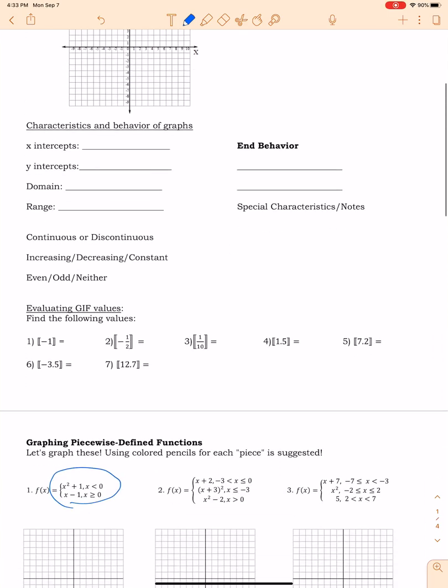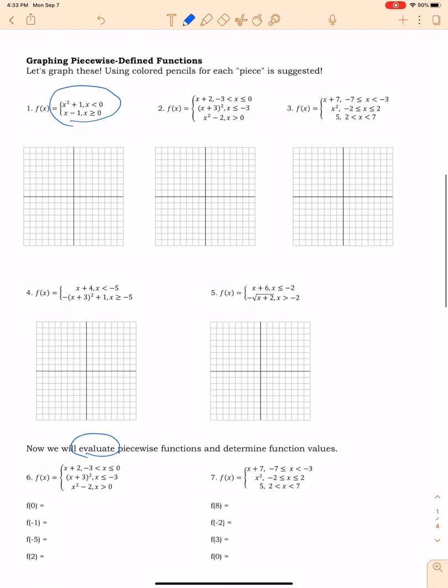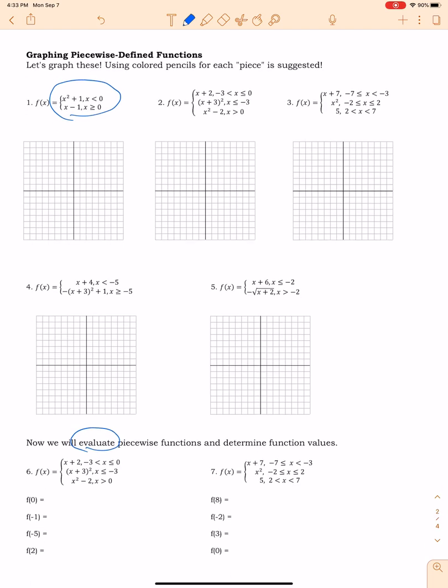Well, I'm going to scroll down here and show you this example I've got circled right here. See, we've got x squared plus 1. That's a quadratic function, but it's restricted. The domain's restricted. It's just x less than 0, and x minus 1 where x is greater than or equal to 0. So you have domain restrictions because you're just looking at part of it. It's a piece of the function. That's why we call it piecewise defined.